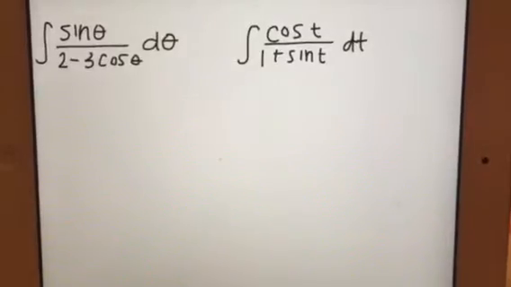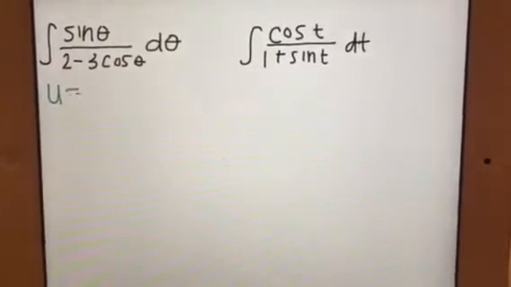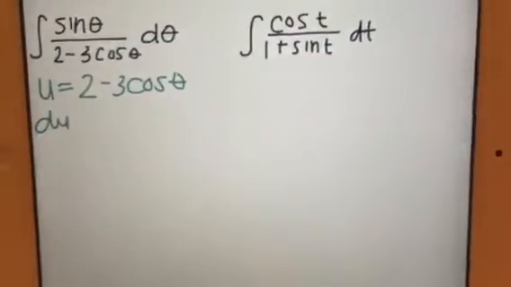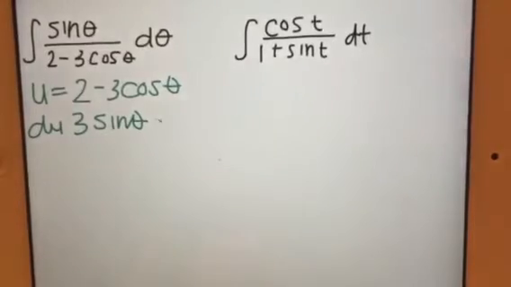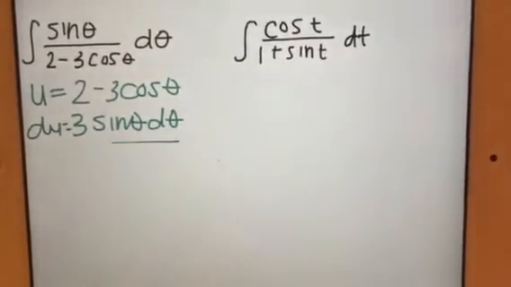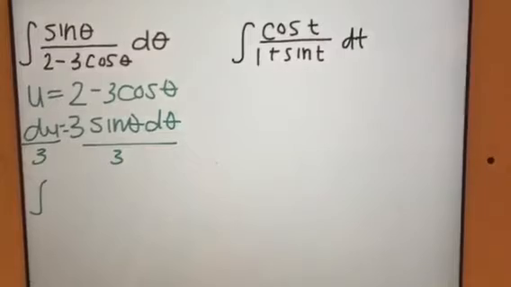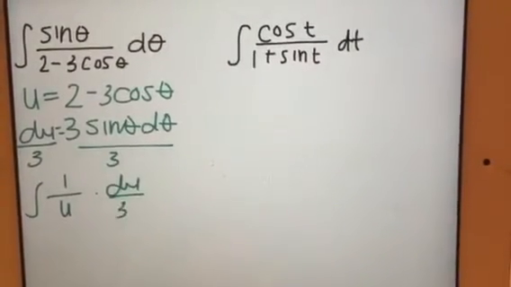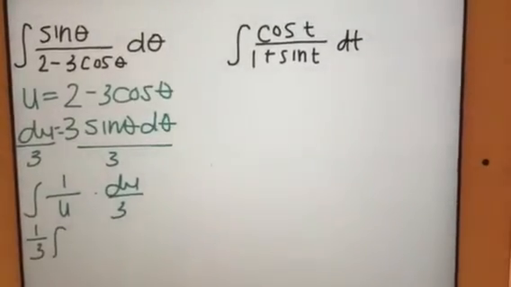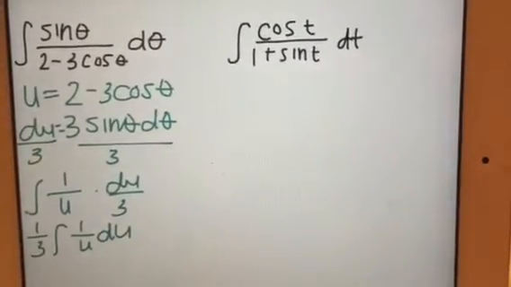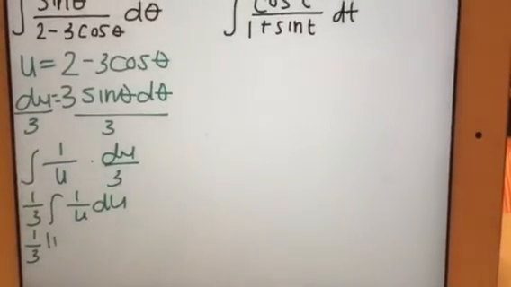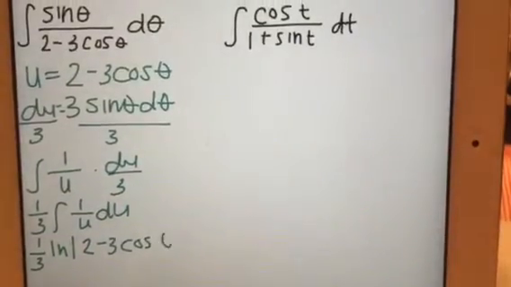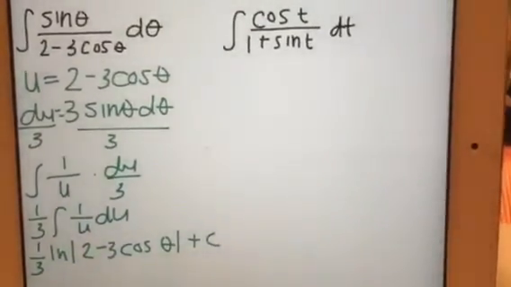For our next two examples, we're going to use u substitution. u is equal to 2 minus 3 cosine theta. du is going to equal 3 sine theta d theta. Divide by 3, divide by 3. Rewrite it as 1 over u times du over 3. Pull out the constant, 1 over u du, and integrate. It would give us 1/3 ln of u, which in this case is 2 minus 3 cosine theta, plus c.